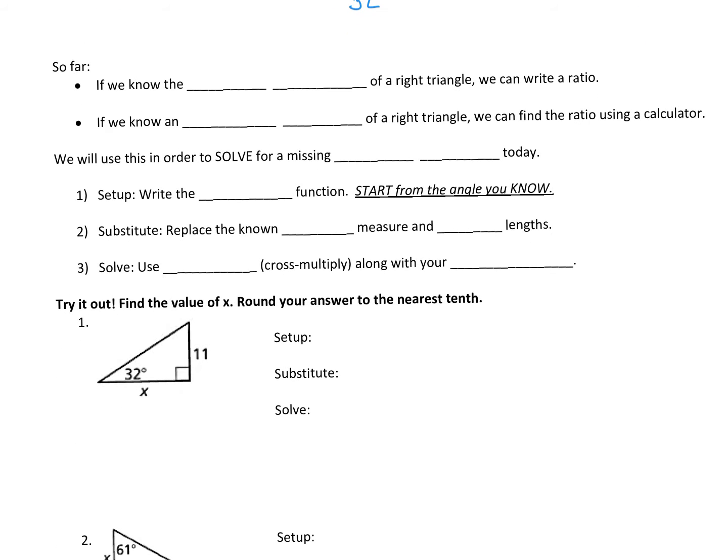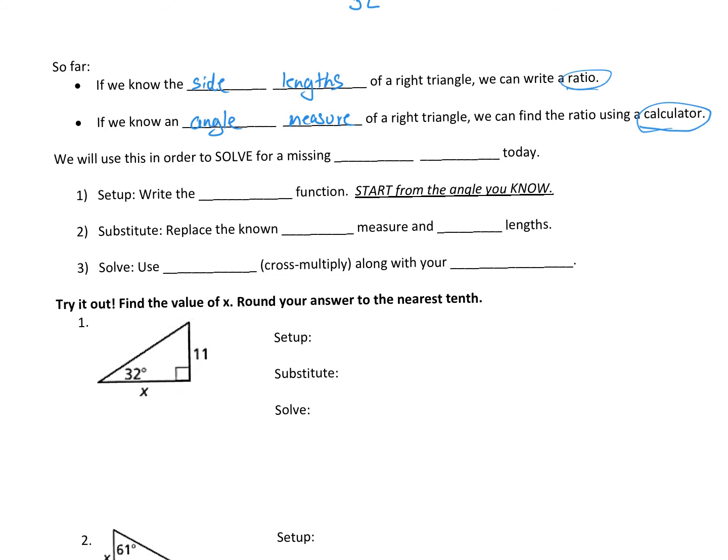So far, we know that if we know the side lengths of a right triangle, we can write the ratios. If we know an angle measure of a right triangle, we can find the ratio using a calculator. So we know the ratio, we can find it using the calculator, but if we know the side lengths, we can write the ratio of that angle.